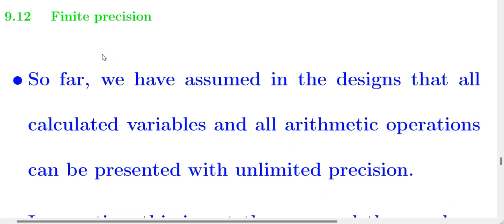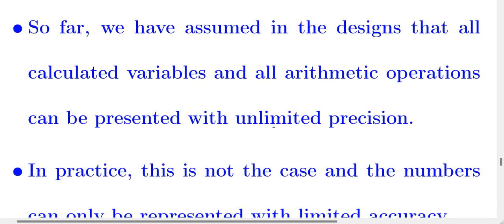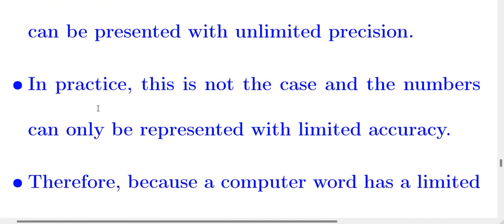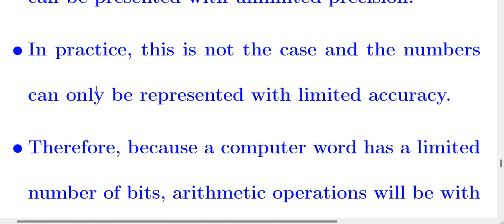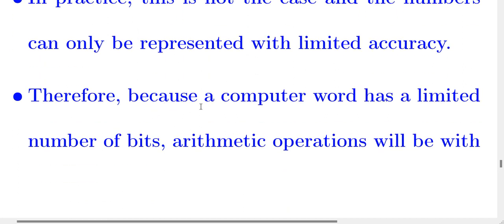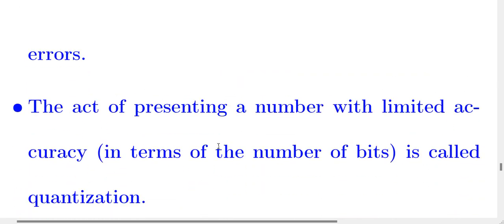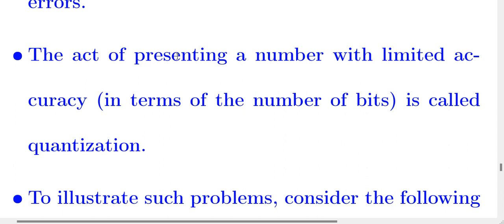Finite precision. So far, we have assumed in the designs that all computed variables and all arithmetic operations can be presented with unlimited precision. In practice, this is not the case and the numbers can only be represented with limited accuracy. Therefore, because a computer word has a limited number of bits, arithmetic operations will be with errors. The act of presenting a number with limited accuracy is called quantization.